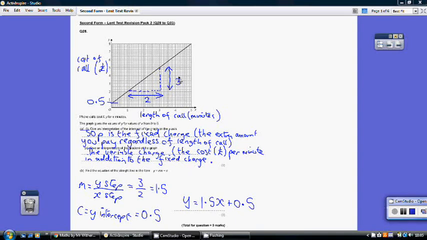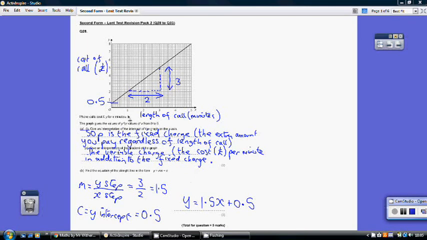So how much do these calls cost? Well, they cost 50p fixed charge, and then a further £1.50 per minute. Now, this bit per minute is called the variable charge. It is the cost in pounds per minute in addition to the fixed charge.